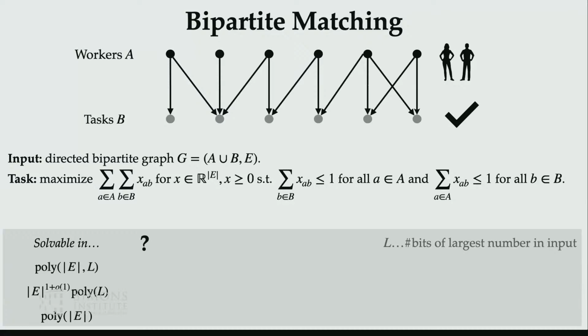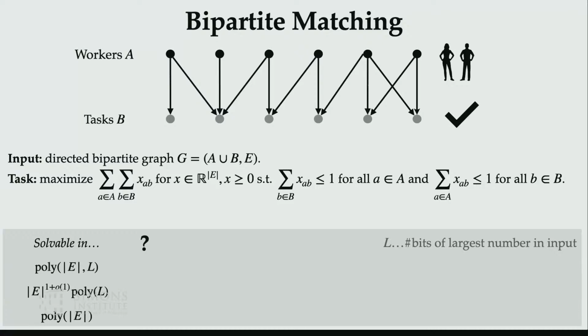We have a bipartite graph. On one side we have workers A, on the other side tasks B, and we want to assign workers to tasks, subject to a worker being assigned to at most one task, and we want to maximize the tasks that are fulfilled. Very classical problem. How efficiently can we solve this problem?